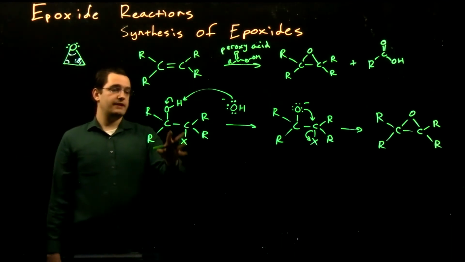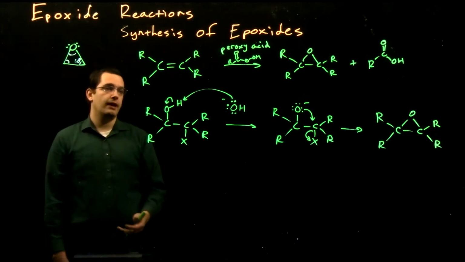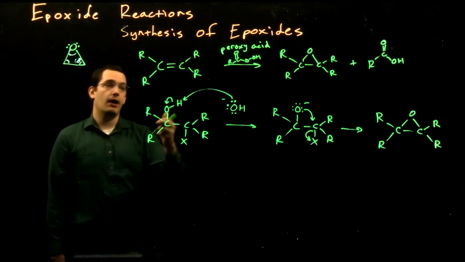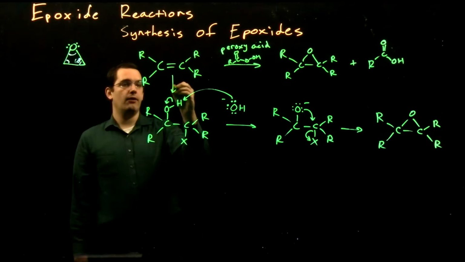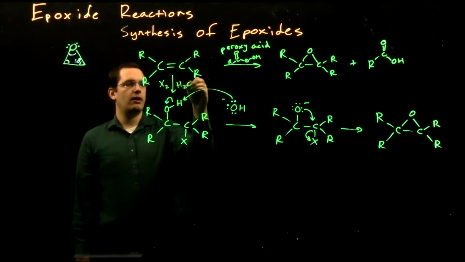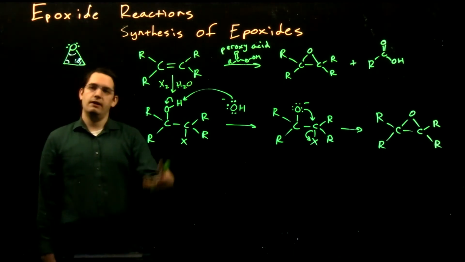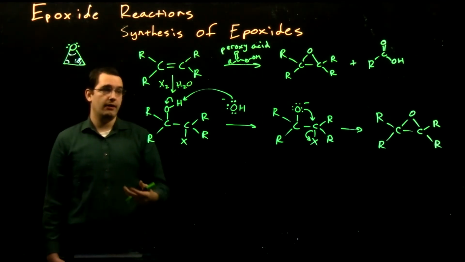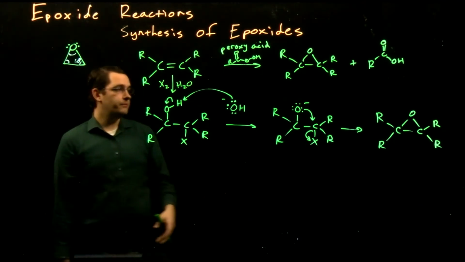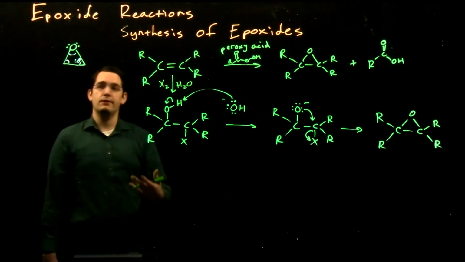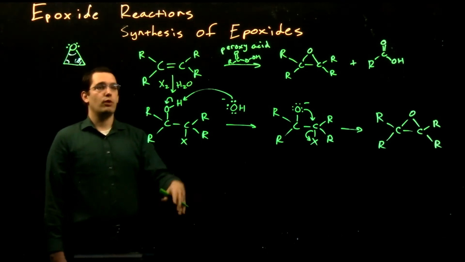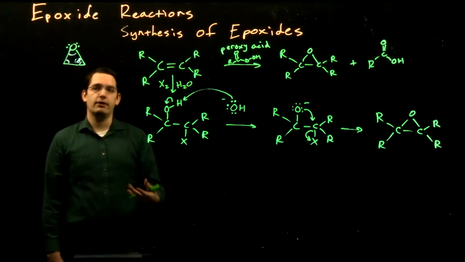Now notice here, of course, that one of the easy ways to make a vicinal halohydrin is actually from an alkene. Right? If we take an alkene and we add our halogen and water in a halohydrin formation reaction, this would actually produce our vicinal halohydrin for us. So generally, regardless of which of the two synthesis methods we use, we're usually going to start from an alkene.